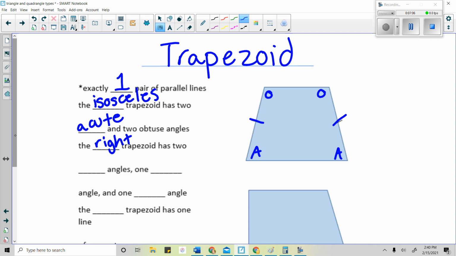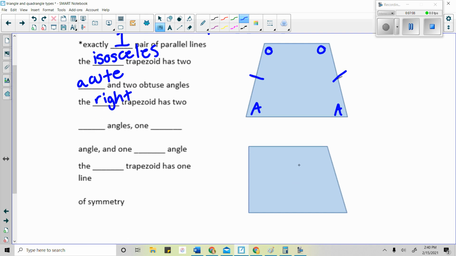Now, the right trapezoid is the one underneath it, so it looks different. You're like, that's not a trapezoid. Yes, it is, because a trapezoid has exactly 1 pair of parallel lines, and you can see the top and bottom are still parallel here. But this one is called a right trapezoid because, as you can see, it has a couple right angles there, okay? So in the right trapezoid, you're going to have 2 right angles, 1 acute angle, and 1 obtuse angle.